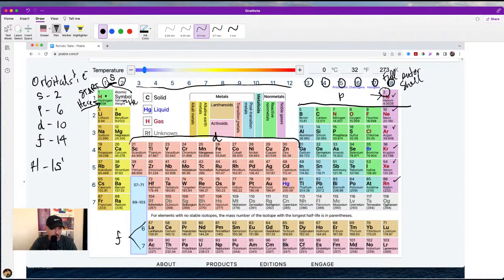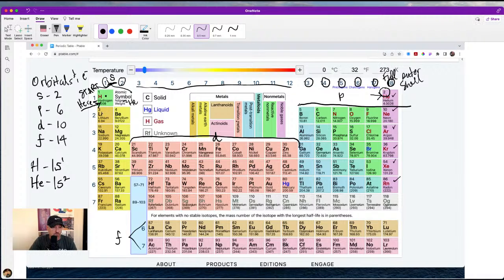So 1s1. Helium, which would be right here, except that it's way over here on the noble gas side, is still in the first energy level. So helium has an electron configuration of 1, meaning energy level 1, type of orbital s, and how many? 2. So 1s2 is the helium electron configuration.